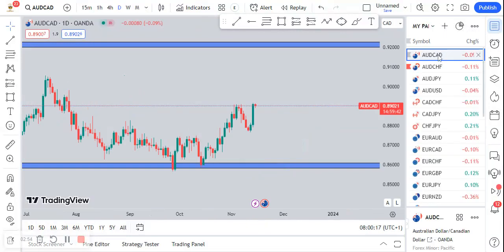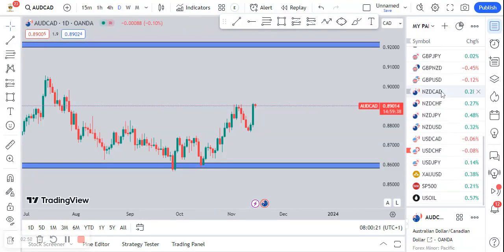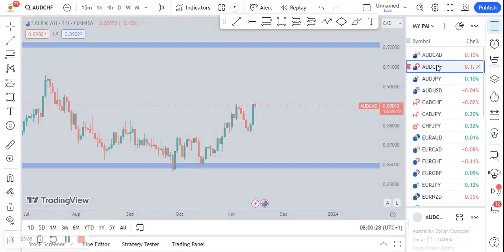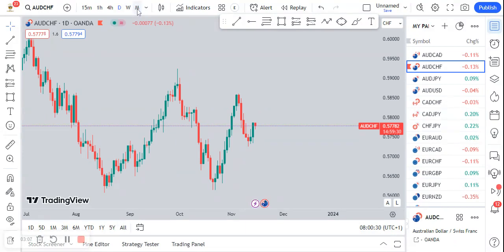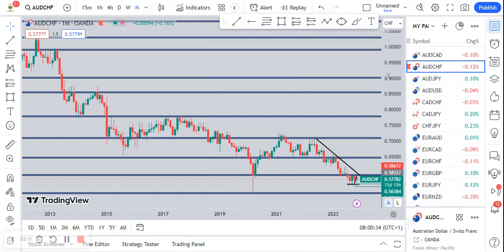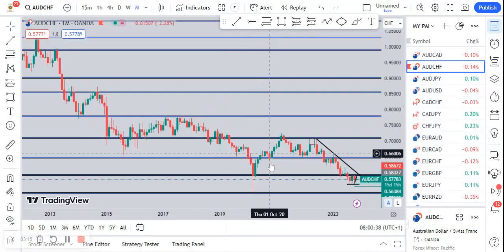The next pair I'll be looking at, because I want to analyze all 30 pairs, is AUD CHF. Let me start on the monthly time frame.